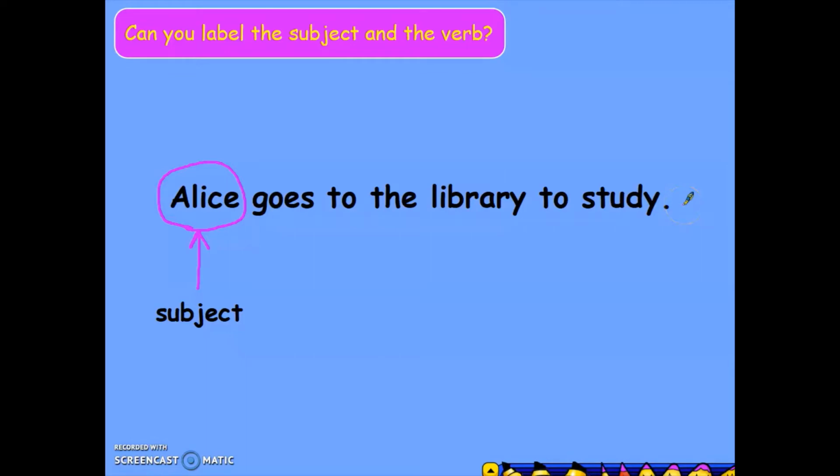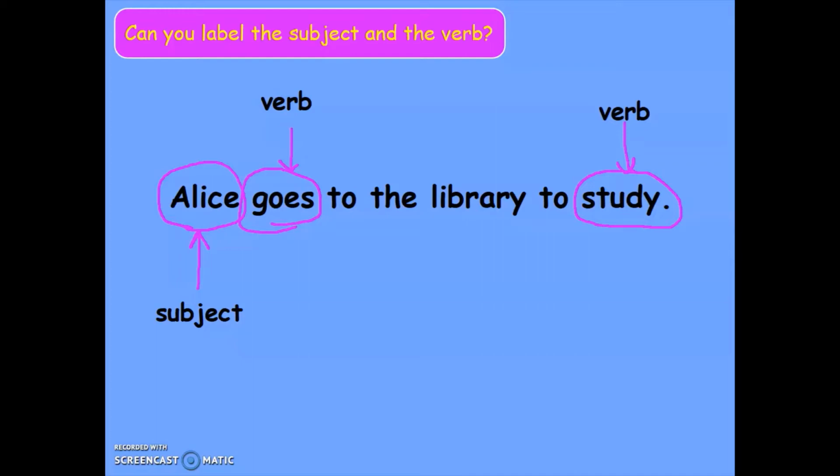What about the verb in the sentence? Goes is a verb. It describes what Alice is doing. Are there any other verbs in this sentence? Study is also a verb. It's a thing you can do. Using your blue pen, tick or correct this example.